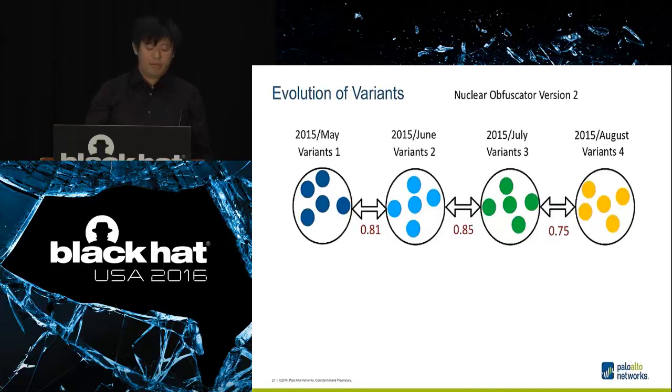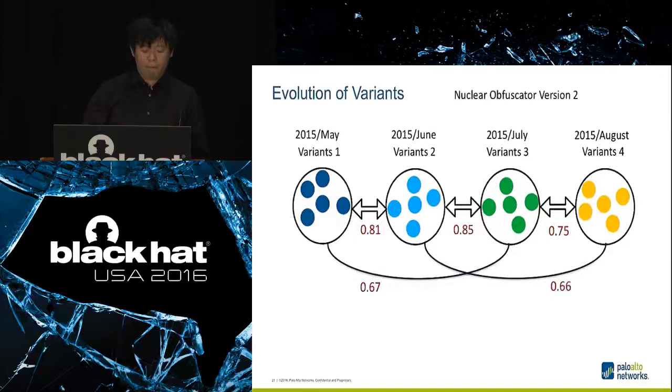We want to take one step further. We want to see what the difference is between variant 1 and variant 3. If the obfuscation engine logic changed at the same place, because each one changed 20%, the similarity should still hold at 0.8. However, the truth is it dropped to 0.67, which means the changes in the obfuscation engine logic happened at different places. Similar things happened for variant 2 and variant 4.